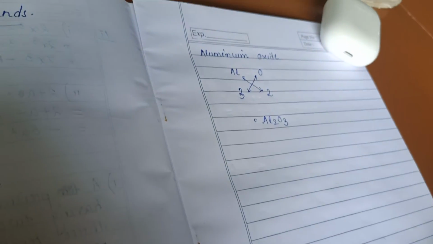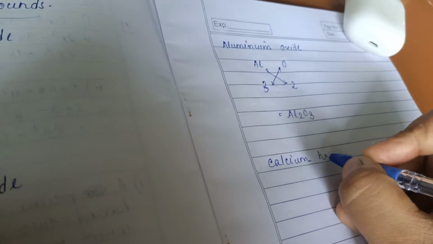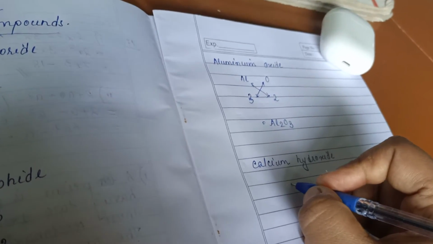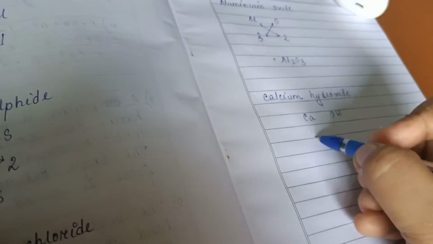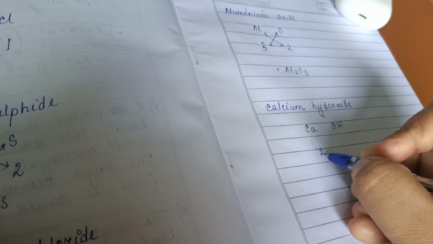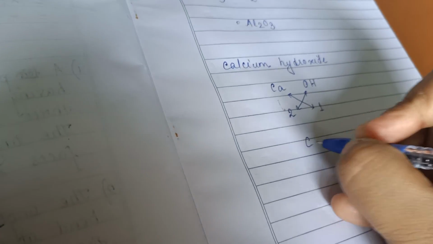Now if the atom is polyatomic, take the example of calcium hydroxide. The symbol of calcium is Ca and for hydroxide the symbol is OH. Hydroxide is polyatomic since it consists of 2 atoms, one oxygen and one hydrogen. For calcium the valency is 2. For hydroxide the valency is 1. So if you crisscross them, the formula becomes Ca.